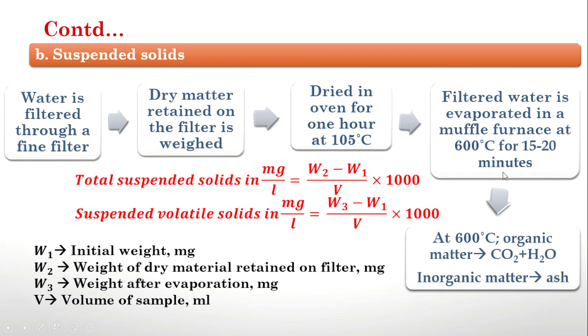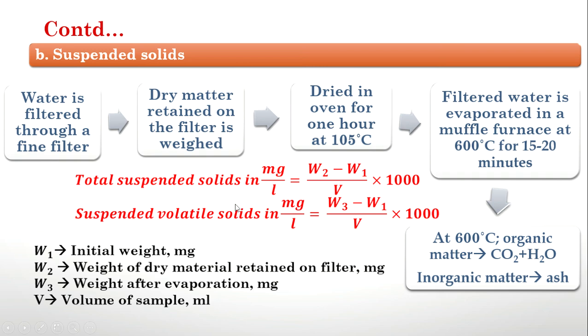At 600 degrees Celsius, the organic matter will be converted to carbon dioxide and water, and the inorganic matter will be converted to ash. So this also will be weighed. Now by using these two equations, we will get the total suspended solids and the suspended volatile solids.